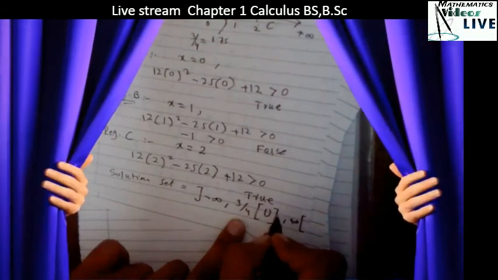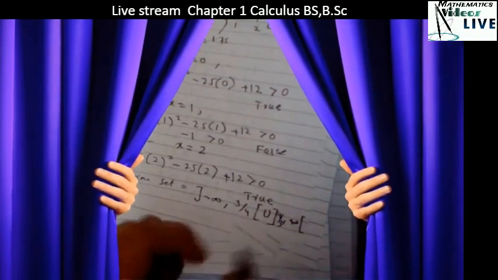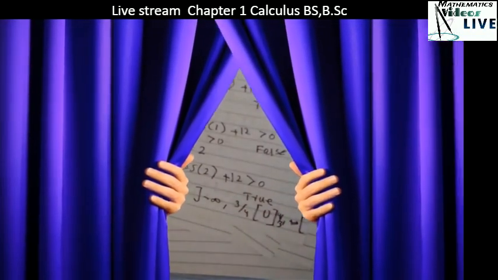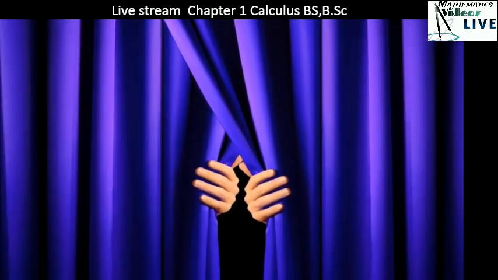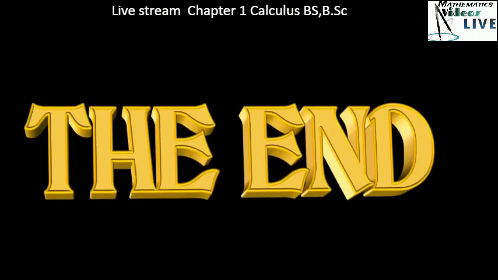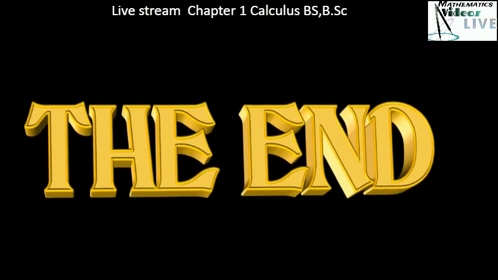And the solution set is equal to the union of this region and this region, the union of region A and region C, and the solution thus becomes minus infinity to 0.75 or 3 by 4, union 4 by 3 to positive infinity.